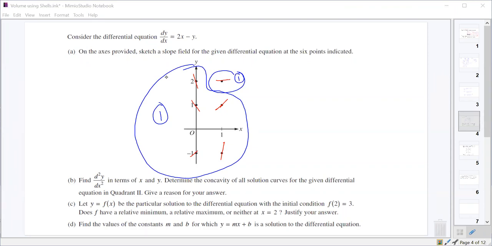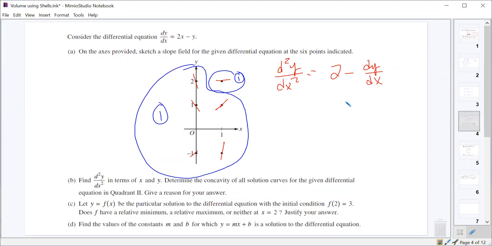Part B. Find the second derivative. How do we find the second derivative of this thing? We just have to take its derivative with respect to x. What's the derivative of 2x with respect to x? 2. What's the derivative of minus y? Minus dy/dx.